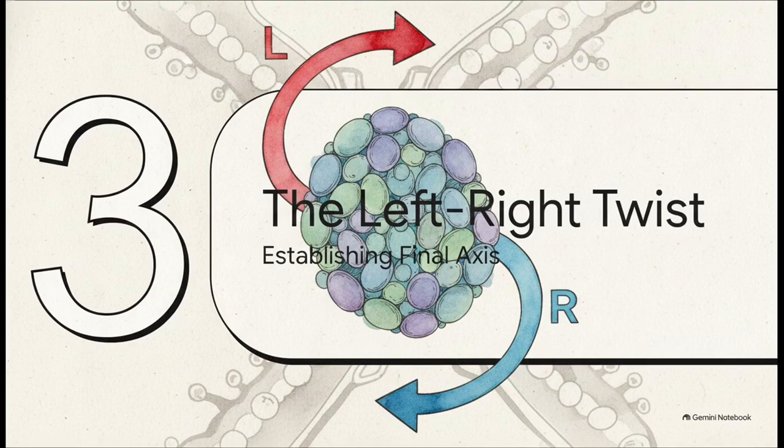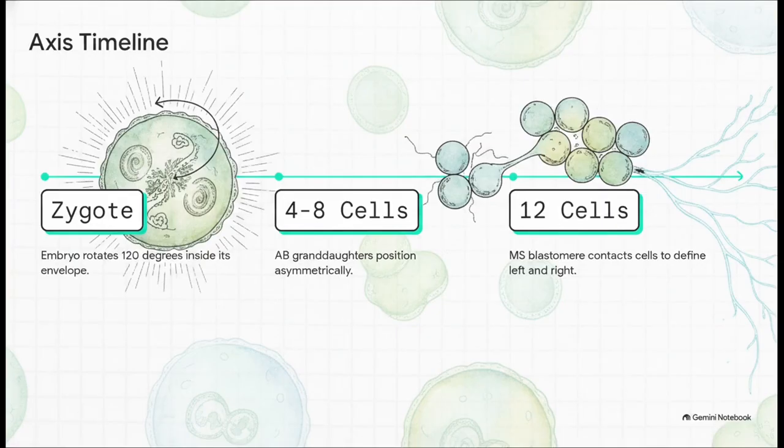Section 3. The left-right twist. Establishing the final axis. Okay, so we've got a head and tail, we have a back and belly. Now we have to establish the final dimension, the left-right axis. I mean, how does a symmetrical bundle of cells know its left from its right? Well, establishing left-right chirality is kind of a slow burn that actually spans multiple stages. It goes all the way back to the single-cell zygote stage. Right before that first cell divides, the entire cellular mass undergoes a physical twist, a mechanical rotation of exactly 120 degrees inside its envelope. This really subtle twist creates an underlying chirality, a handedness, that pays off big time later on.